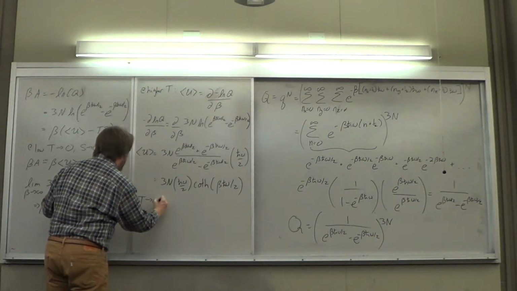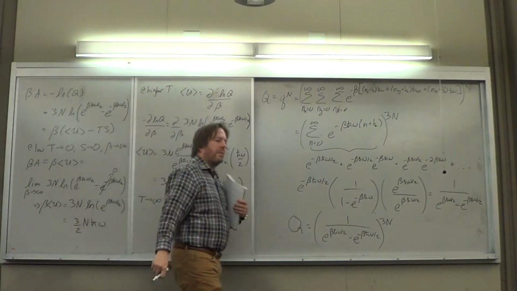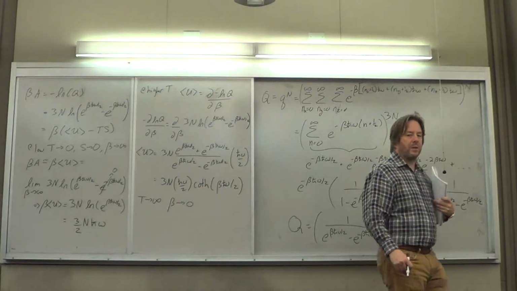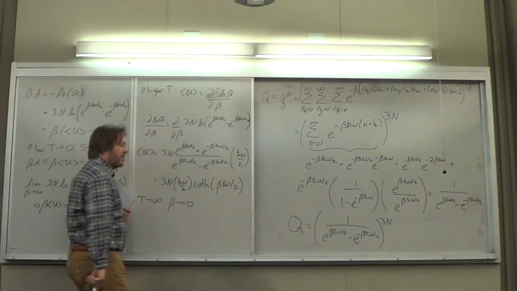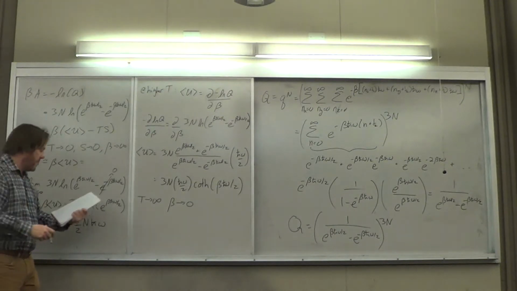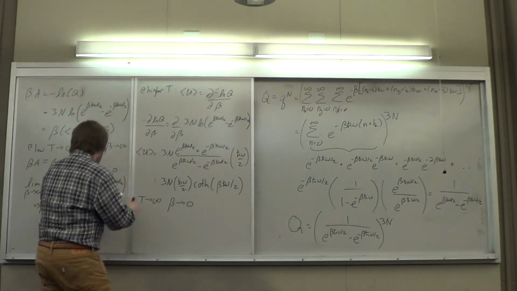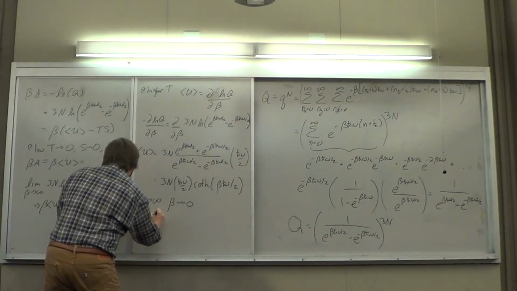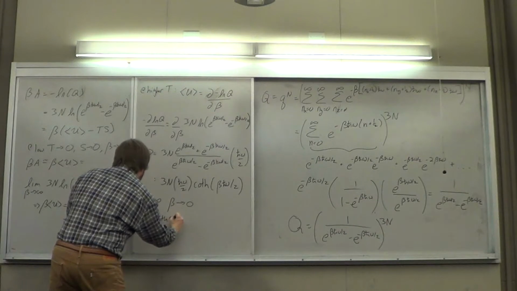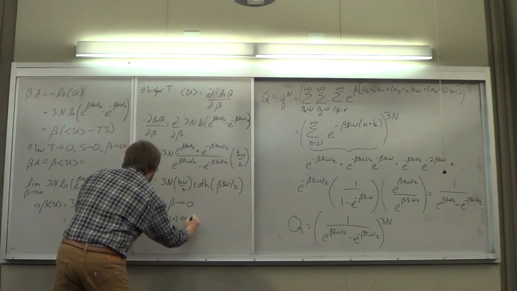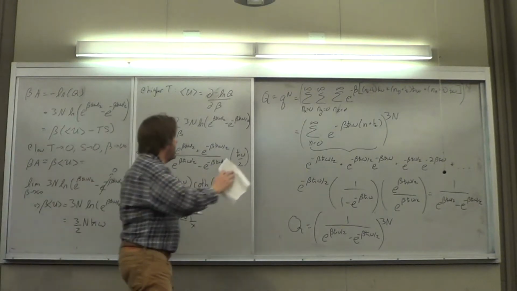As you let T go to infinity, beta goes to 0. So we're taking the high temperature limit. It's literally before this class, I was just Googling limits of coth. And it turns out that the limit as x goes to 0, seriously I had to look this up, of coth of x ends up being 1 over x. Okay, so we're almost done.